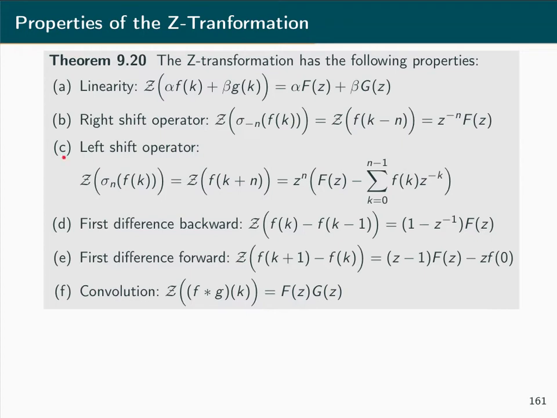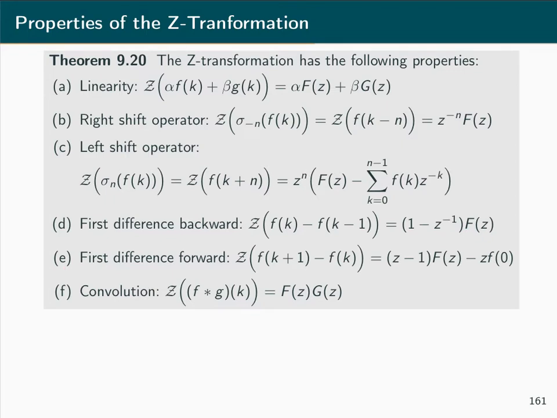C, for the left shift operator, we have that Z of sigma n of f of k is equal to z to the n times, in brackets, F of z minus the sum over k from 0 to n minus 1 of f of k times z to the minus k. D, the z transformation of the first difference backwards, so Z of f of k minus f of k minus 1 is equal to, in brackets, 1 minus z to the minus 1 times F of z.